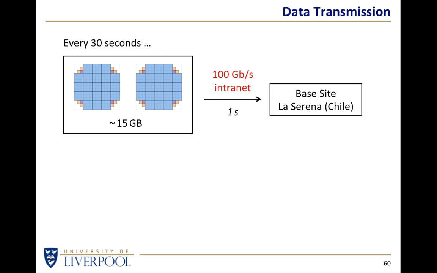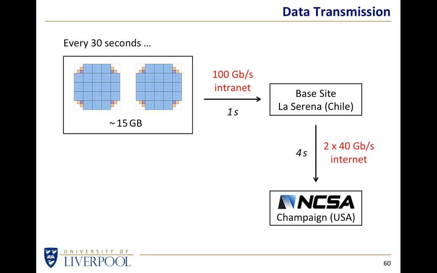They will then send those via the intranet, a dedicated fiber optic landline from the top of the mountain to the bottom of the mountain where HQ is, the base site called La Serena in Chile. It is estimated that they should be able to shift 15 gigabytes comfortably in about a second or so, using a 100 gigabit per second intranet. They will then switch to the internet and send that via internet links to America, from South America to North America. They're going to send it to the National Center for Supercomputing Applications, which is in Urbana-Champaign in the USA. That is the supercomputer that's going to do the number crunching.